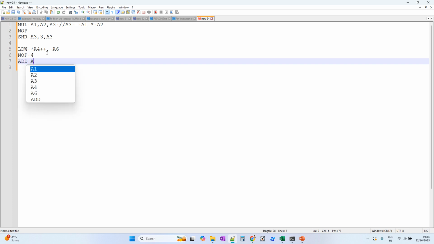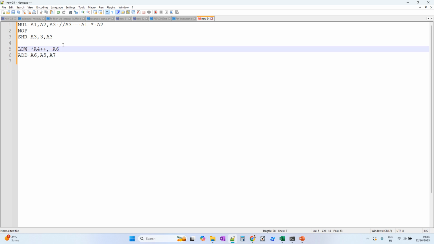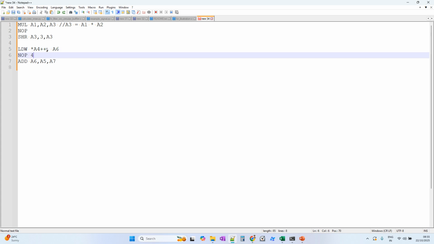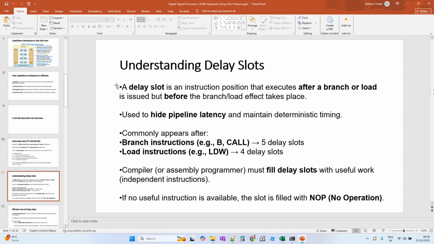If you want to use it here, add A6 comma A5 comma A7, then this value will be available. If you do it immediately after the load, then the old value will be used, whatever the old value is. The new one will not be there. So that's why you have to put NOPs. But using NOPs is an inefficient use of the cycles. So we will later see, when we discuss software pipelining, how we can insert other instructions in between and code this efficiently without using NOPs. We will see a dot product function and try to code it without using NOPs. That's the idea. So delay slots is this one.